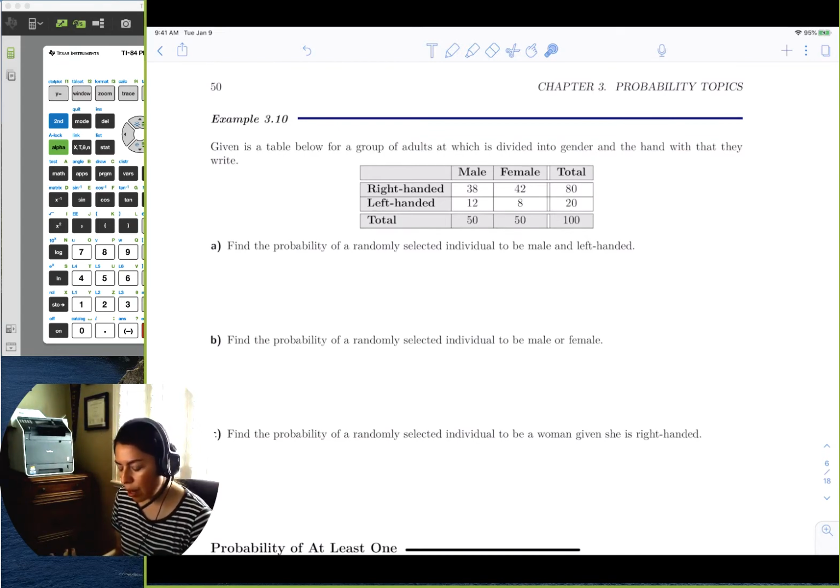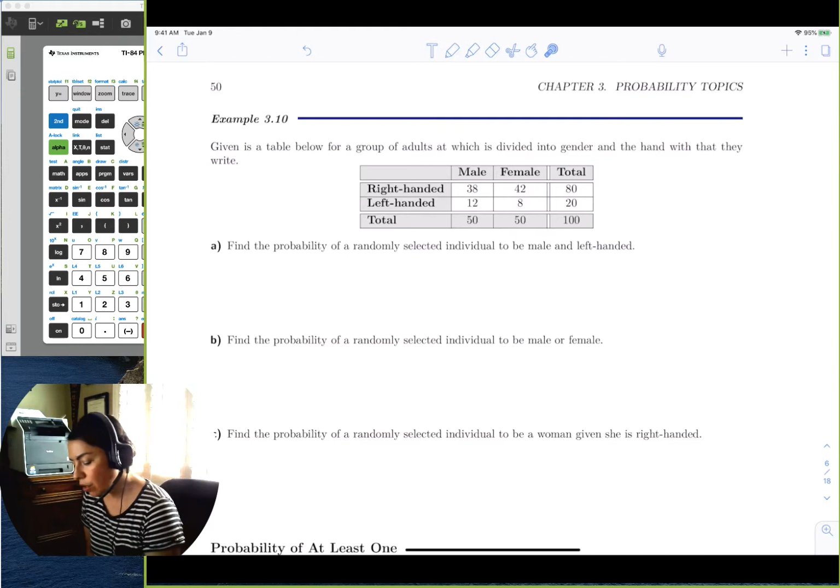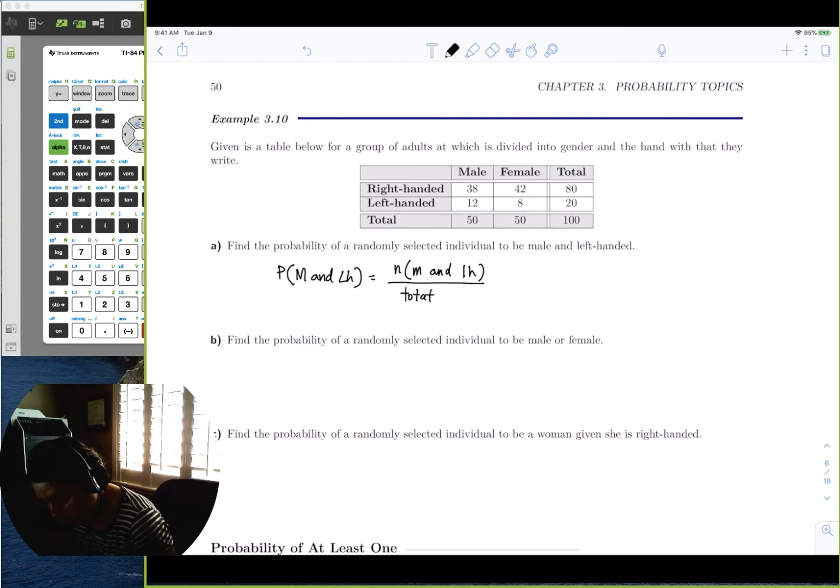So let's find the probability of a randomly selected individual being male and left-handed, which is the number of people who are male and left-handed over the total number of outcomes. In our case, we're talking about people, so we'll say total people.